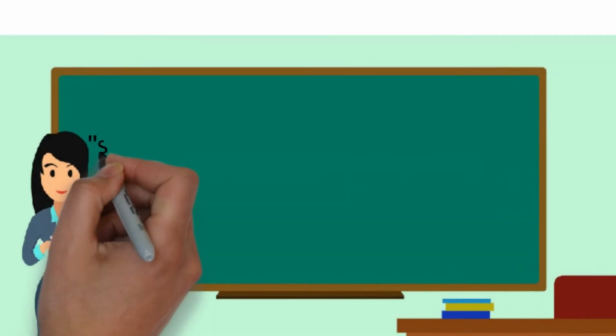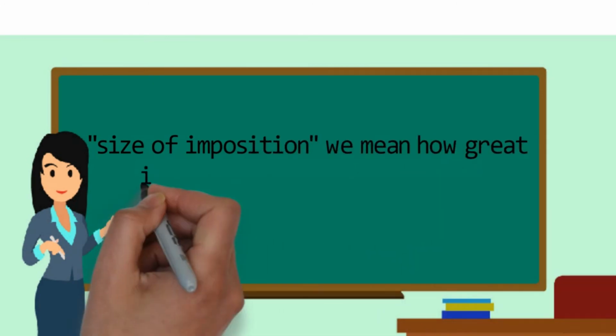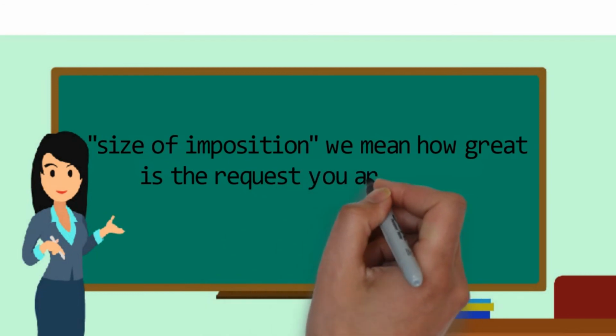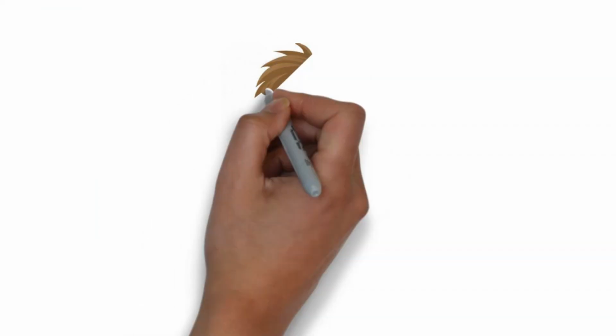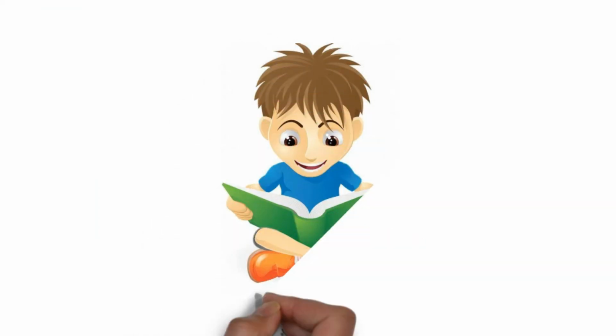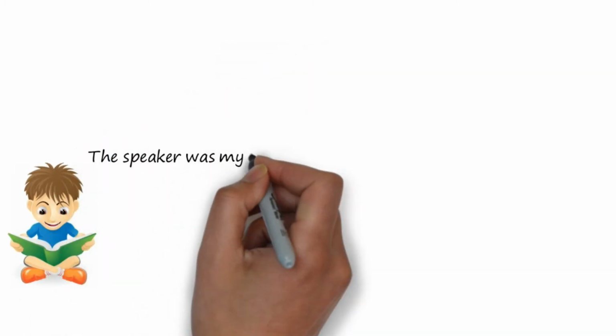Okay, next is size of imposition. When we talk about size of imposition, we mean how great the request is that you are making. For example, you would probably use a greater degree of indirectness in asking to borrow 10 pounds sterling than in requesting to borrow 10 pence. And you would probably use a greater degree of indirectness in requesting someone to translate an article for you than in requesting someone to pass you the newspaper.